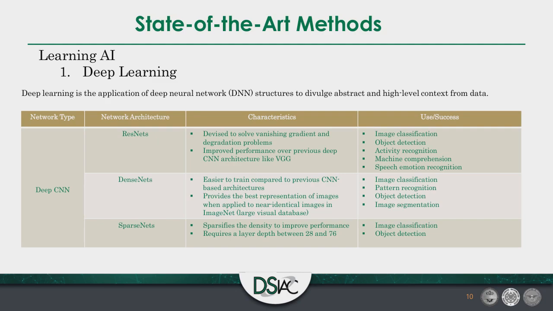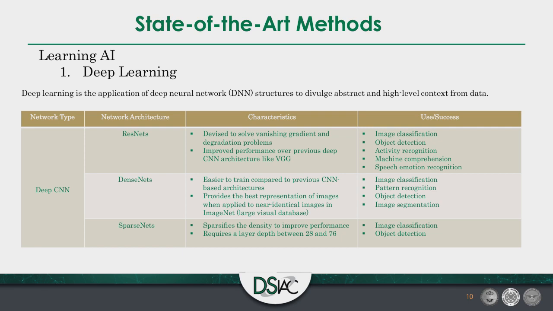We'll start with the learning AI paradigm, and we'll talk about deep learning. So deep learning is the application of deep neural network structures to divulge abstract and high-level context from data for the purpose of predicting an output correctly.